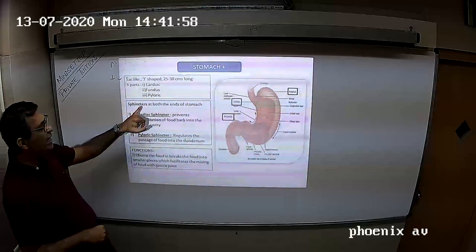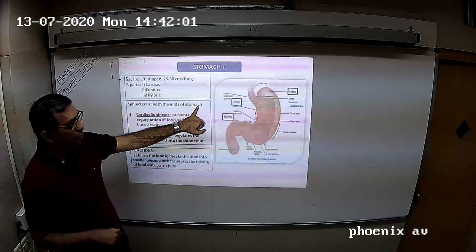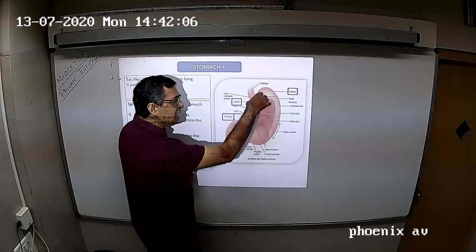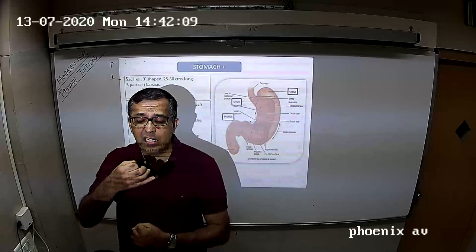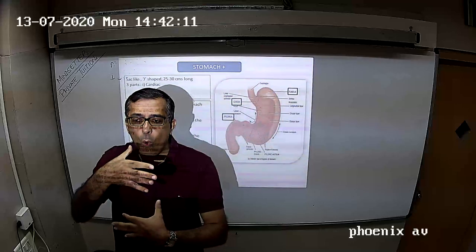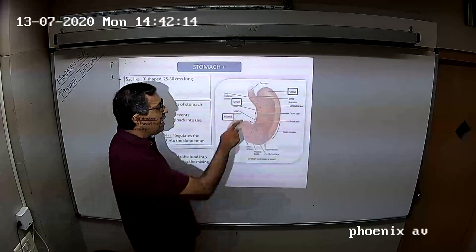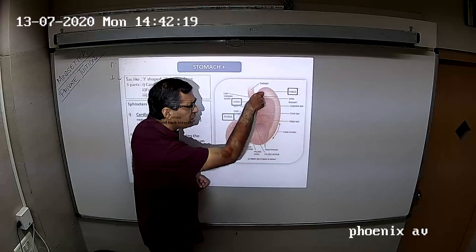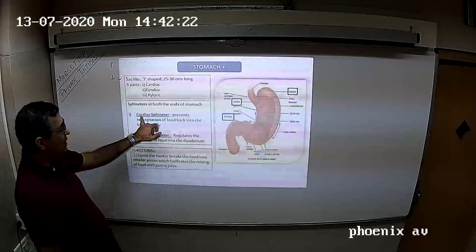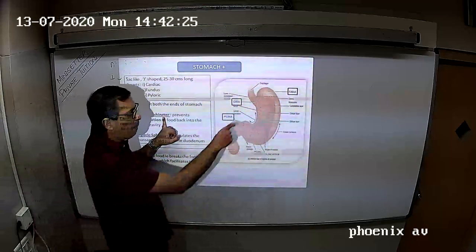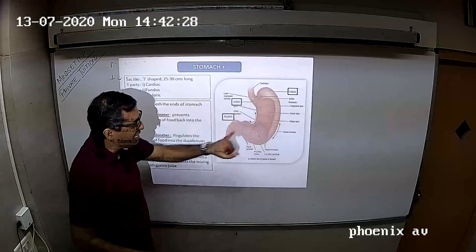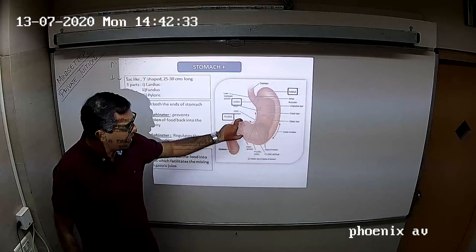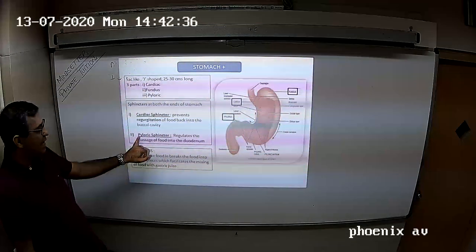The sphincters are there at both ends of the stomach. Stomach ke dono end pe ek ek sphincter hota hai. Sphincter, we remember there are urethral sphincter and sphincter close and open and opening. Similarly, esophagus opening into stomach is guarded by a group of circular muscles which is called the cardiac sphincter. So, yahan par hai cardiac sphincter.